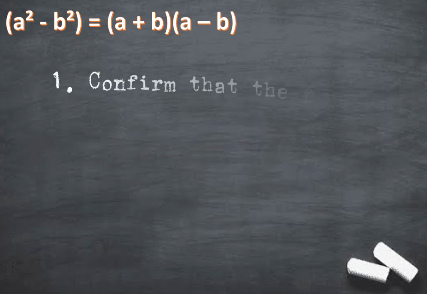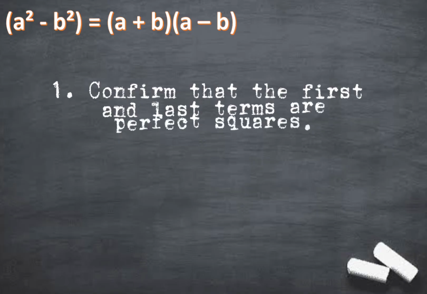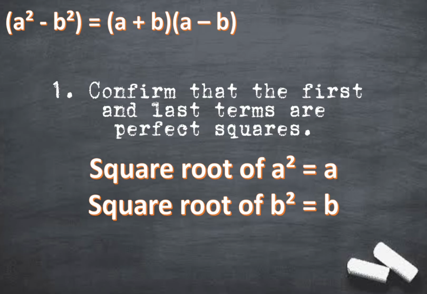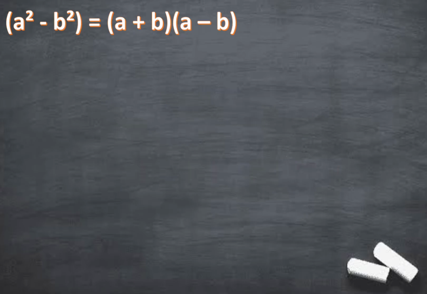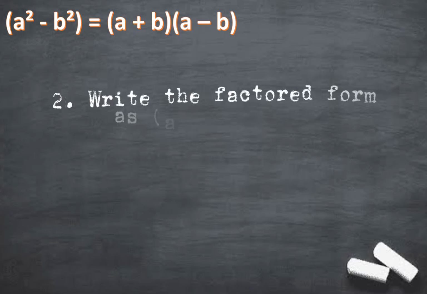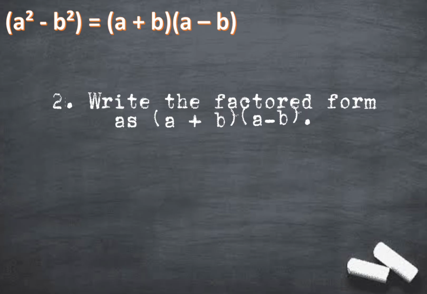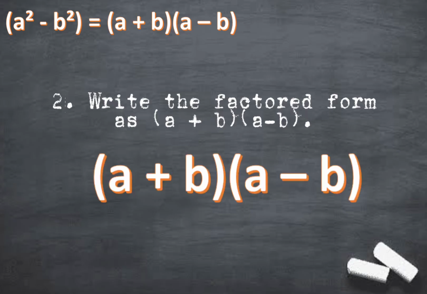Here are a few steps that we may follow. Number 1, confirm that the first and the last terms are perfect squares. So for a squared minus b squared, both terms are perfect squares. Their square roots are a and b respectively. Number 2, write the factored form. So we write it as a plus b multiplied to a minus b. Observe that we make use of the two square roots.